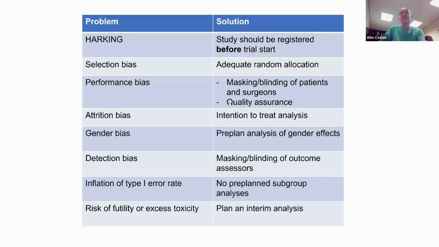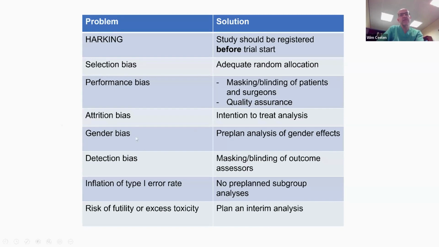Performance bias is avoided by masking the patients and the outcome assessors, and also by quality assurance, and by making sure that in surgical trials there is an adequate quality assurance by, for example, demanding videos of laparoscopic procedures, and to make sure that those who are participating in the trial have an adequate technical level. Attrition bias can be avoided by performing an intention to treat analysis.